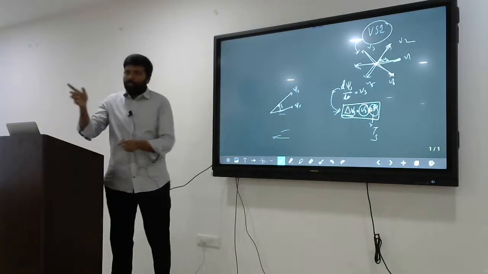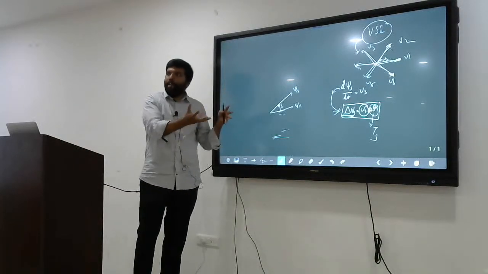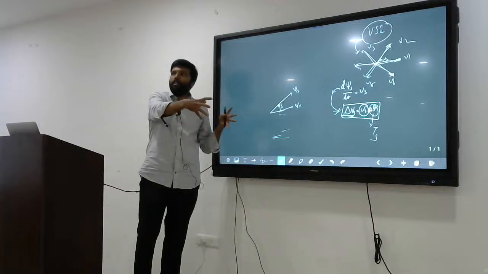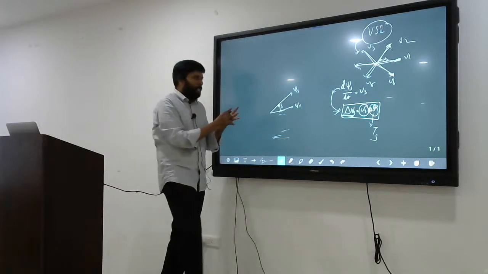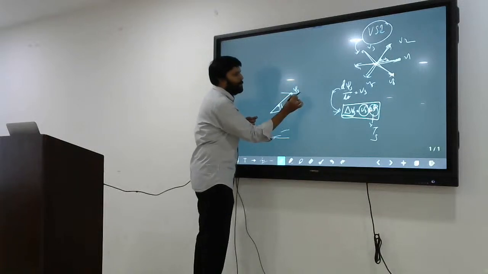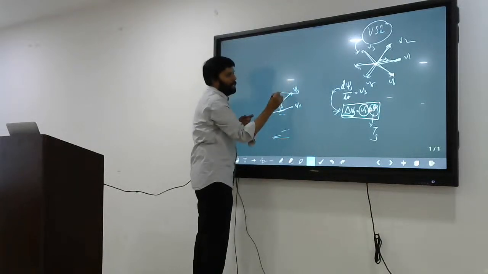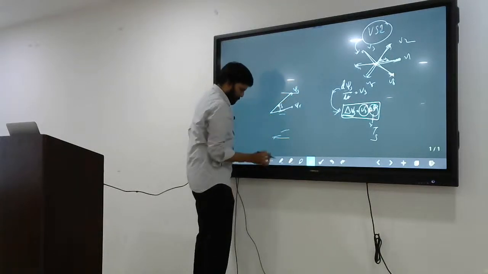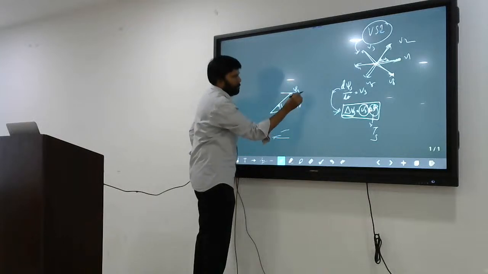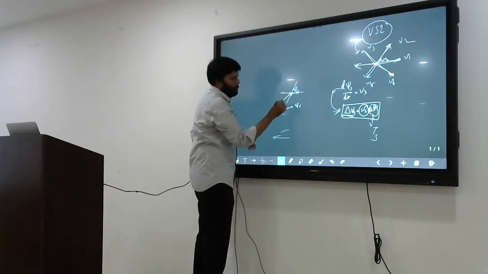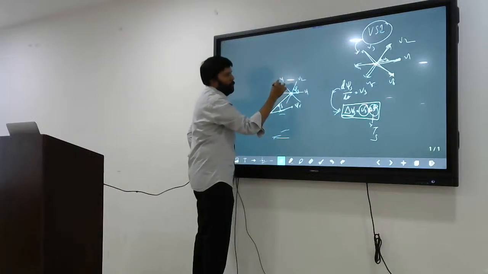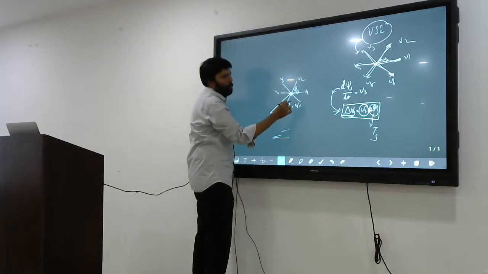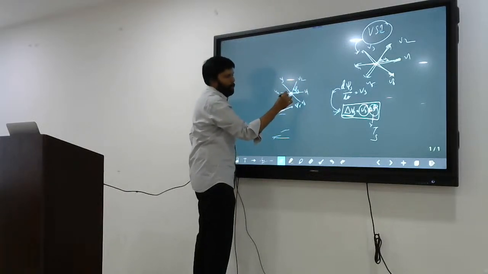Right? Now, the same voltage vectors I will impose on the flux. Why? Because voltage is the main component responsible for changing the flux. Right? This vector I will take here. Then you will understand. Same phasor diagram, I will take V1, V2, V3, V4, V5, V6.